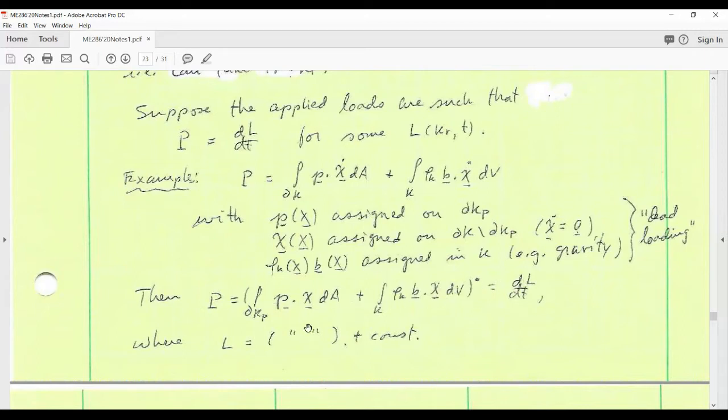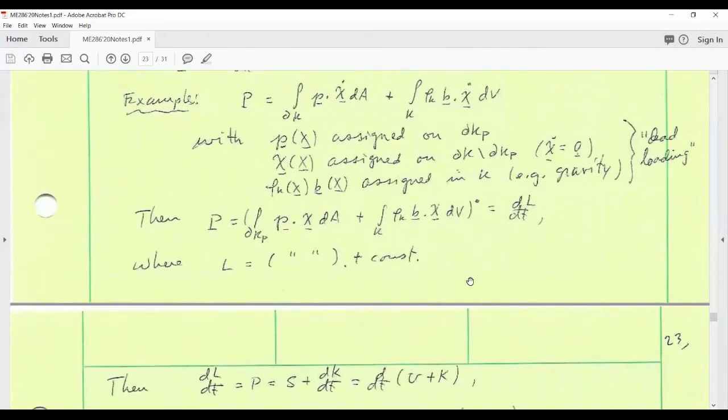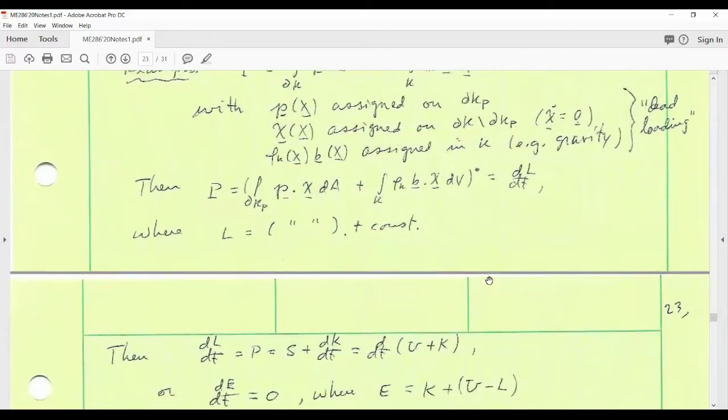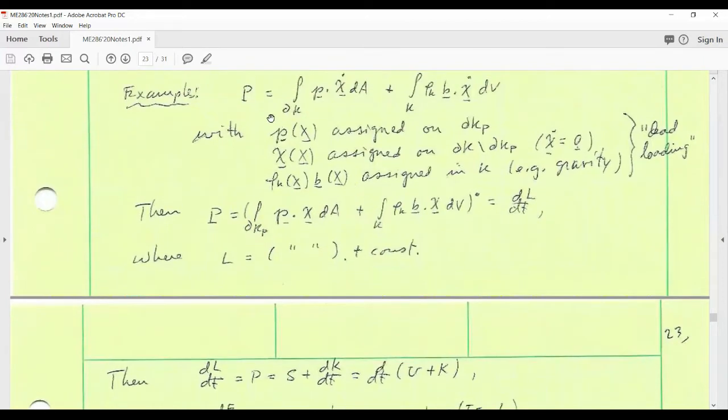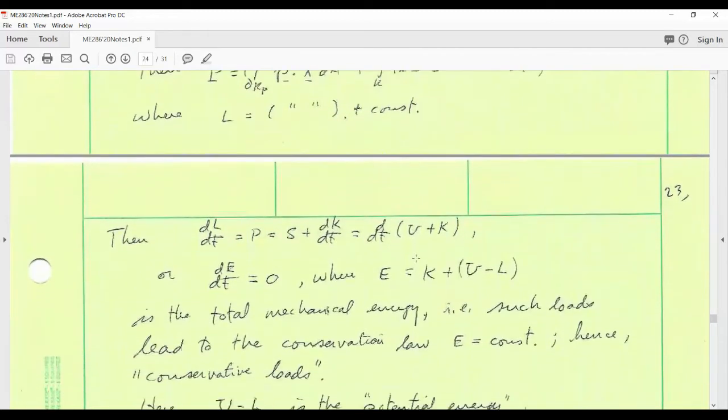L is just the term in parentheses. And of course, we can add a constant, because that constant is annihilated by the time derivative. So we can have a constant of integration if we like, which has no mechanical significance because it's only the power that enters in the mechanical energy balance. So quite often we would simply suppress this constant. So here's just one example of a situation in which there exists an L, we'll call it the load potential, such that its time derivative over the body is equal to the power of the loads acting on the body. So in that case, we can combine all terms under a single time derivative. We have dE/dt equals zero, where E now is K plus U minus L.